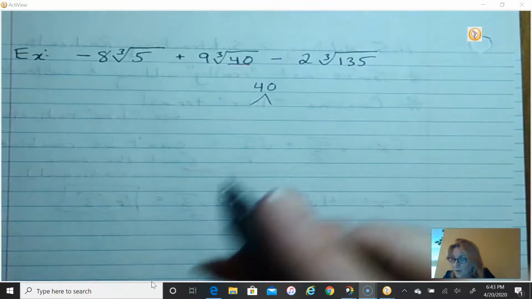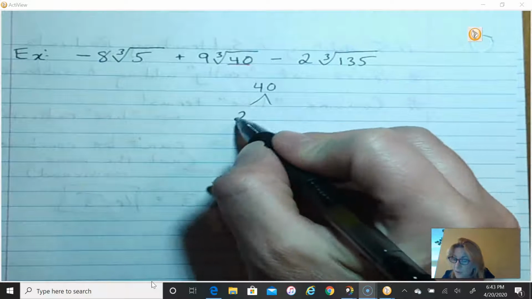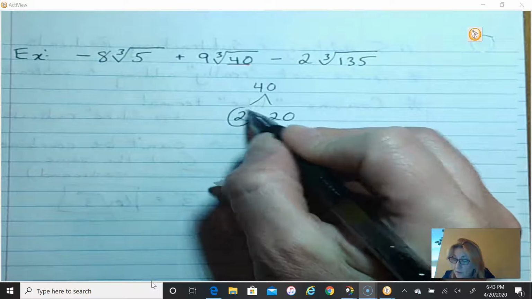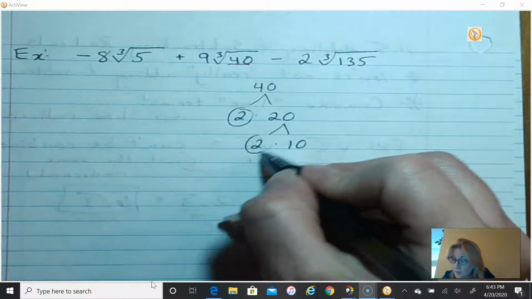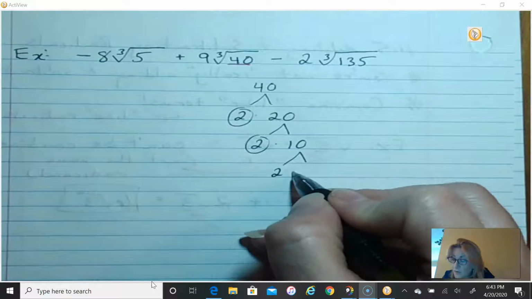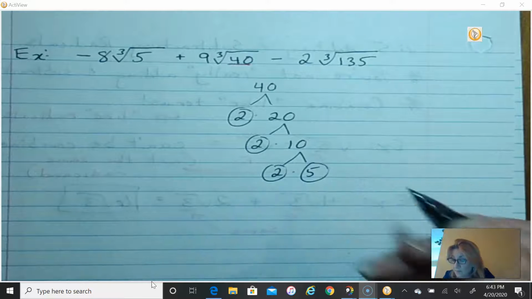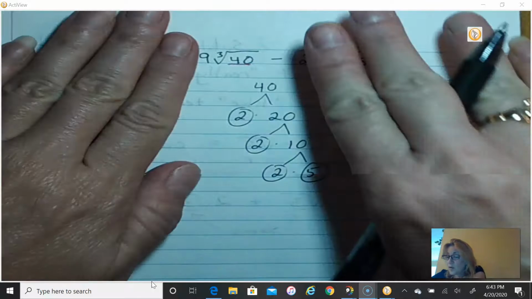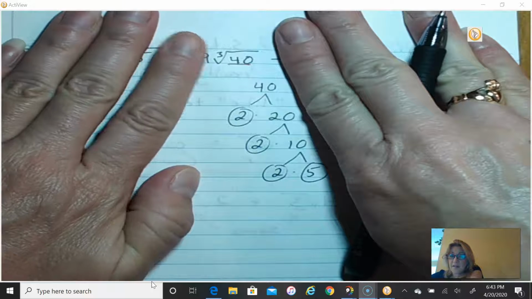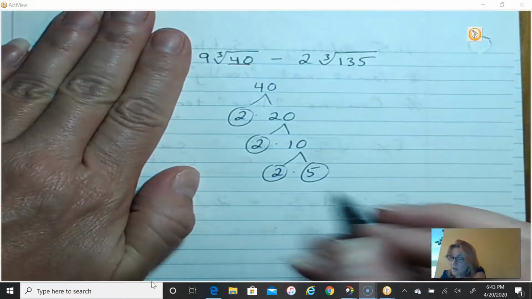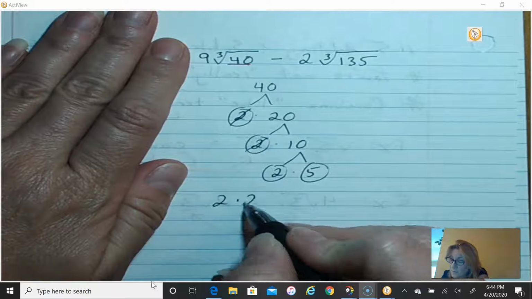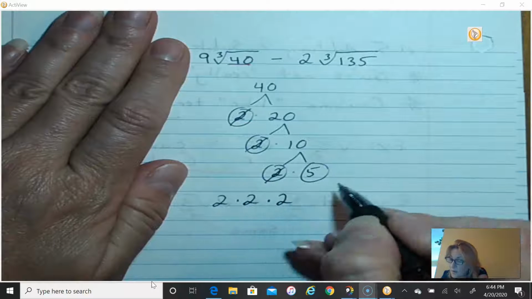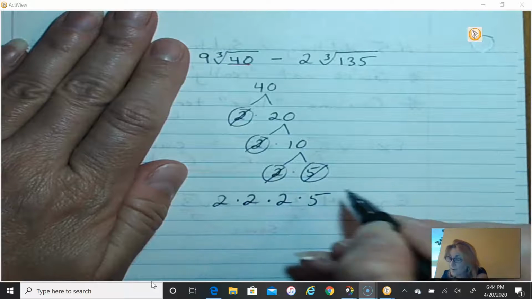Oh yeah, I will. Okay, so 2 times 20, circle my prime number. 2 times 10, circle. 2 times 5, circle. So remember, we're only focusing on that term right there in that 40. Okay, so I'm going to rewrite this: 2 times 2 times 2 times 5.